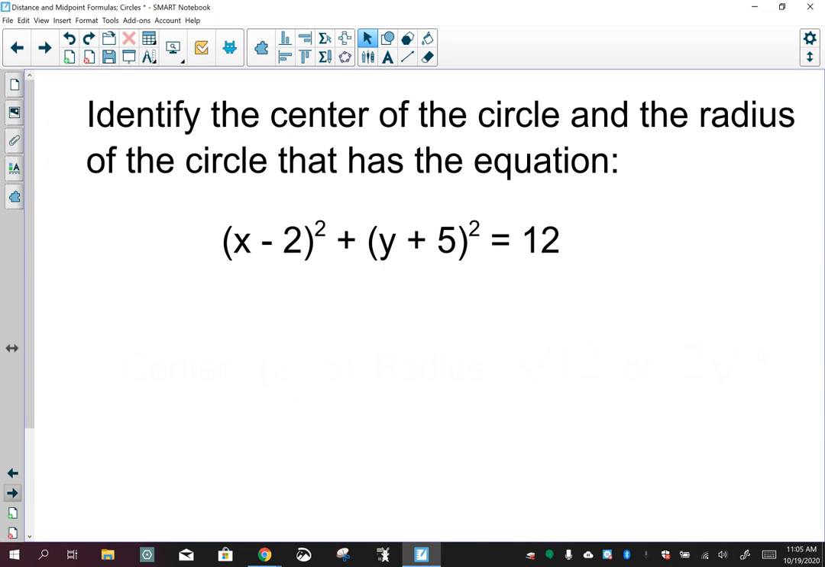So take a moment and pause the video. Identify the center and the radius. Then let me know and hit the unpause button and keep going. And pause it now.